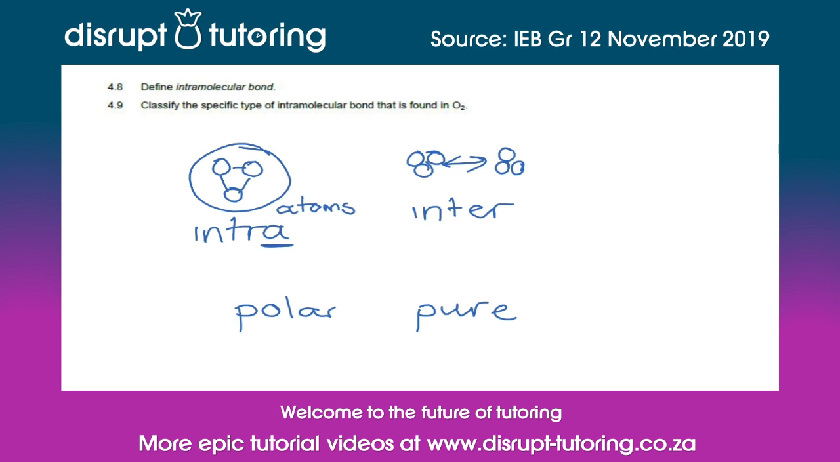And pure covalent bonds exist between atoms that have exactly the same electronegativity and exactly the same size. So since the diatomic oxygen molecule is only made up of oxygen, both of the atoms have the same electronegativity, resulting in a pure covalent bond.